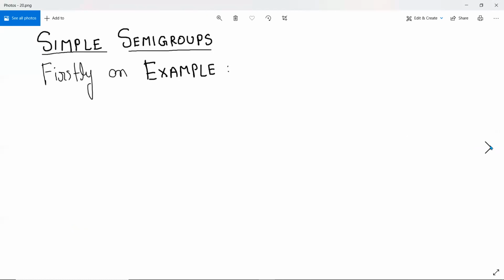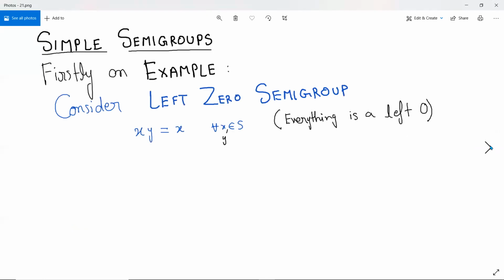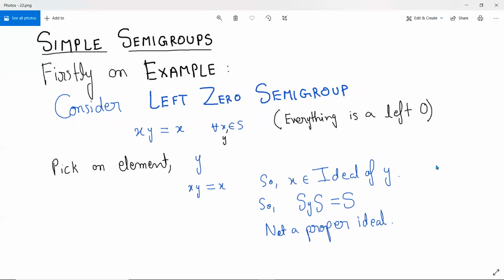Yeah. So first, let's look at an example. This is something we have seen, the left zero semigroup. Basically, everything in the semigroup is a left zero, which means x times y will be equal to x for all x and y. So let's see what the ideals of these things are.